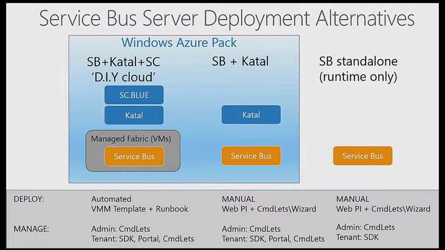So starting with Service Bus 1.1, there are basically two alternatives to consume Service Bus on-prem. One on the right is what we call the Service Bus standalone. You download the library, you do everything yourself, and you can embed it in your own product. The other is part of the Windows Azure Pack. I guess Scott Guthrie mentioned this yesterday. This is the Microsoft Private Cloud initiative, where you have multiple IT resources offered to tenants in a private cloud.